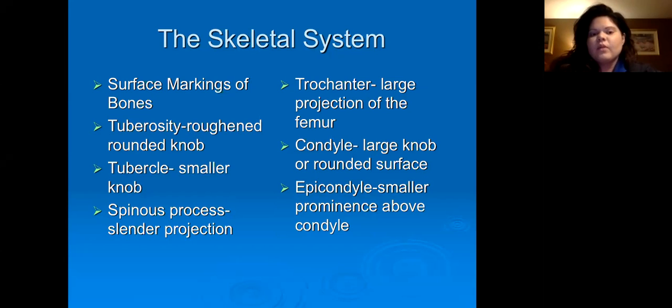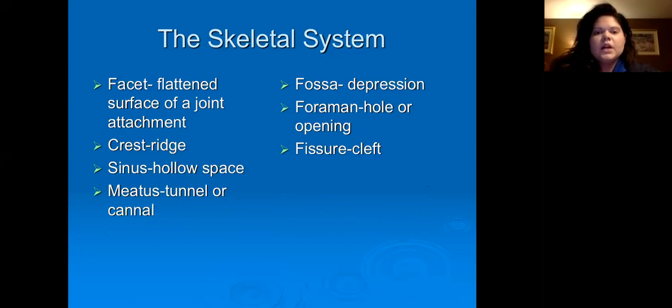And then the epicondyle is going to be a smaller prominence above the condyle. So remember, epi, above, right? As far as a facet, it's a flattened surface of a joint attachment. The crest, think of the iliac crest, that's going to be a rounded area.